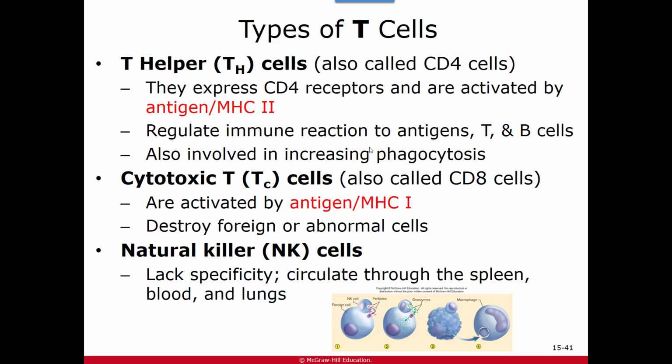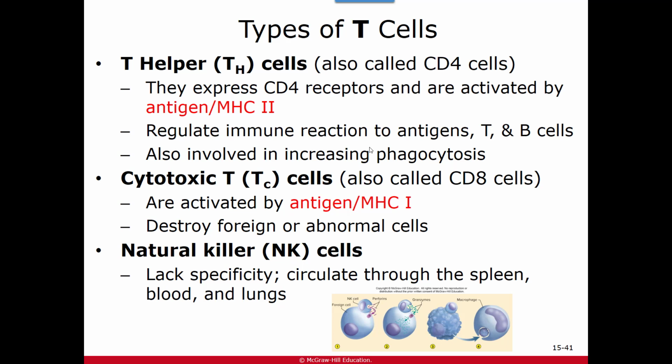So again, a B cell can become activated as soon as it sees a bacteria, and it can make plasma cells and it can make antibodies. But if a T helper cell also helps activate those B cells, you're generally going to get more plasma cells and you're going to get more memory cells. So it's better if a T helper cell activates a B cell.